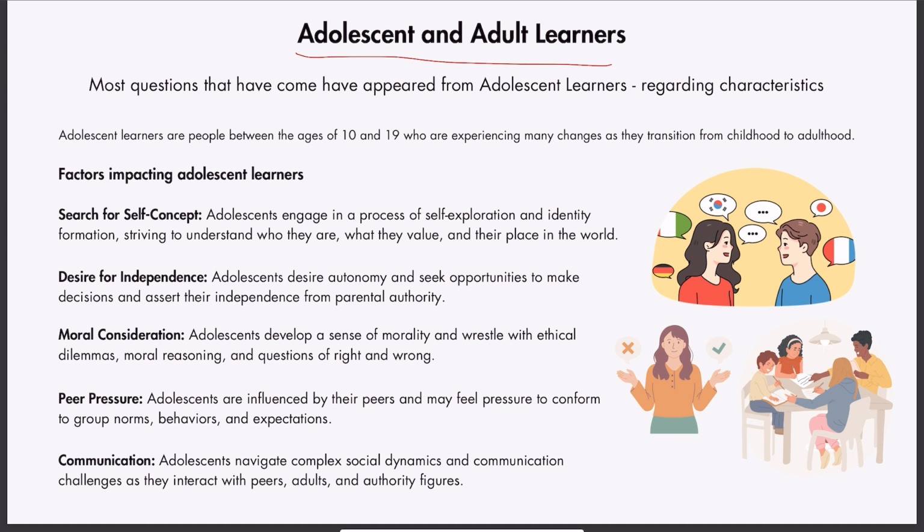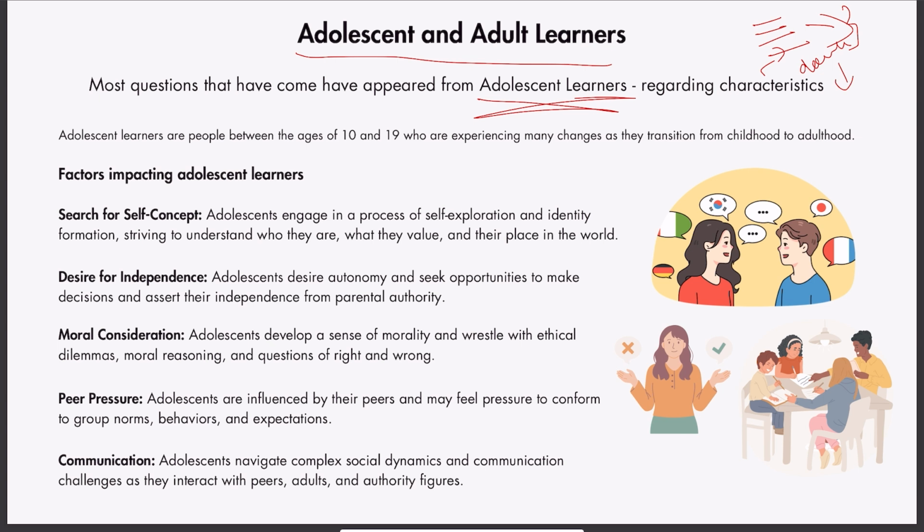So far, the questions that have appeared in UGC NET have come mostly from adolescent learners, and it's mostly based on characteristics. If you've done some of the PYQs, I think you might have seen these kind of questions. Given these statements, identify what are the adolescent learner characteristics. So, these kind of questions are what you can expect. So, based on these questions, let's learn.